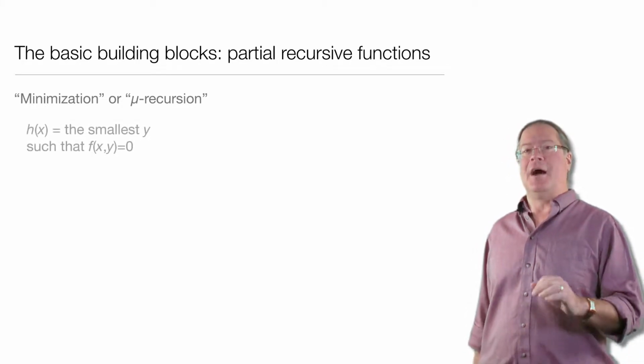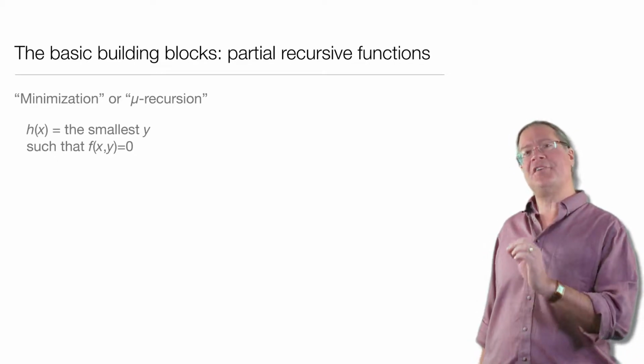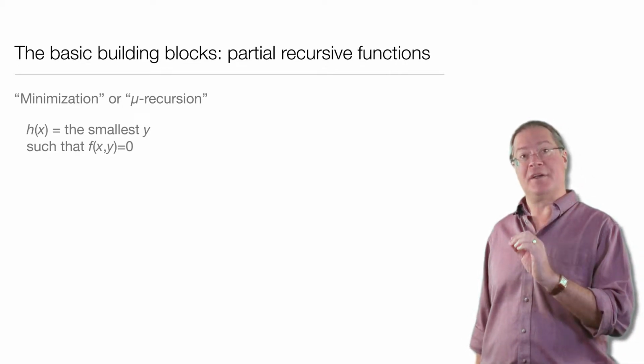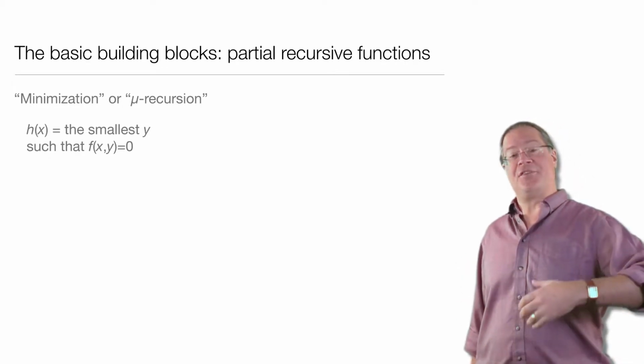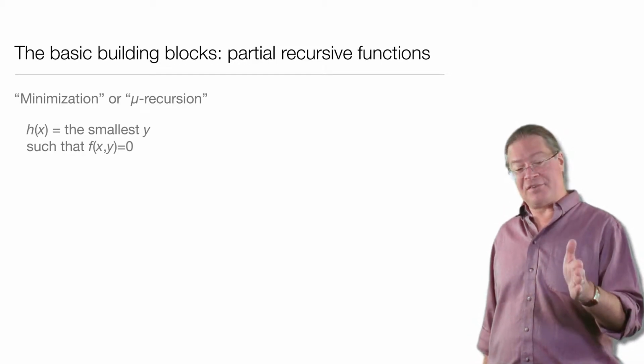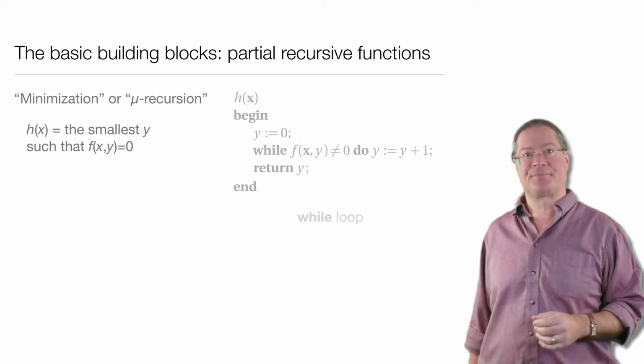computable. I'm going to define a new function h of x as the smallest y such that f of x comma y is 0. It's the smallest solution to that equation, and remember, we're just looking at the whole numbers here, 0, 1, 2, 3, and so on.